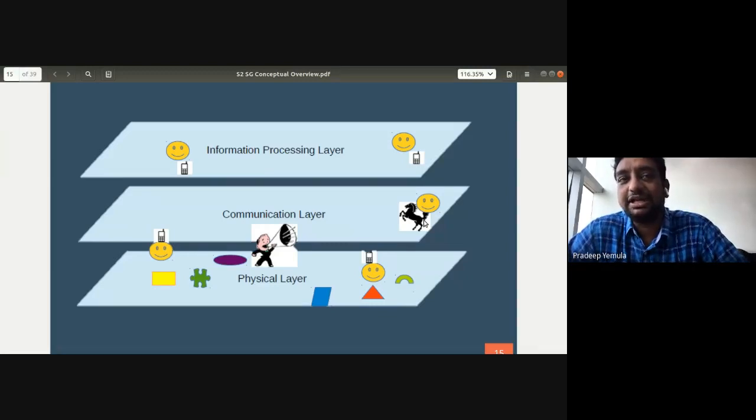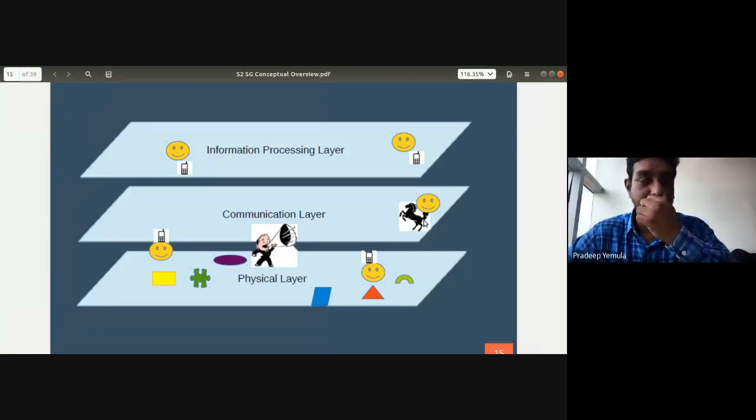So can there be any improvement in this? How can the physical layer information be quickly communicated to the information processing layer? How is it possible? If at all there is any fault, immediately I want to know. Immediately I want to know any voltage issues, any problems in the grid. I want to know immediately. If human intervention is there, it will be slow. So how to get it? How to make the information flow fast?